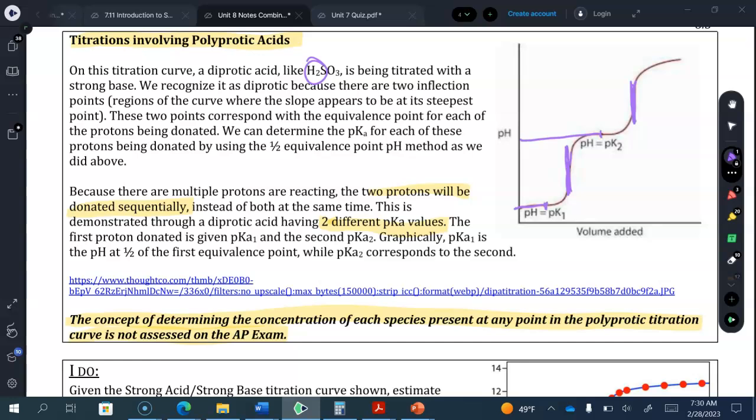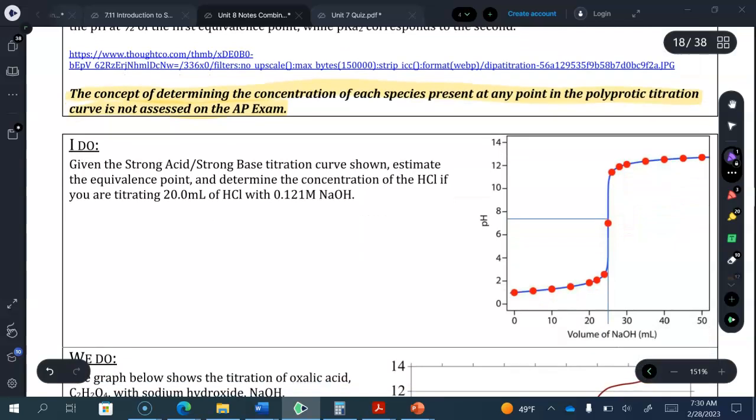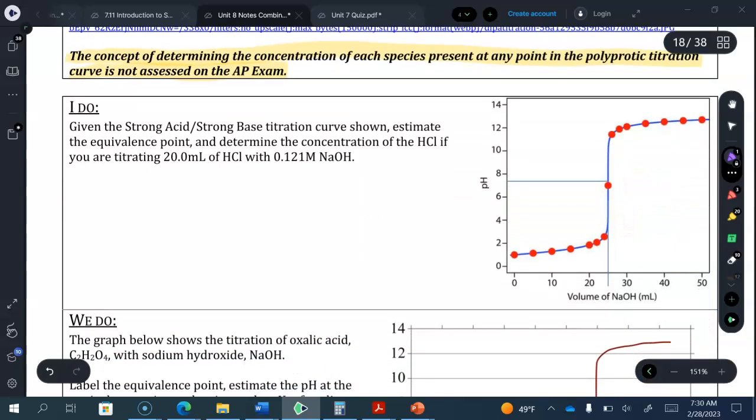The concept of determining the concentration of each species present at any point in a polyprotic titration is not assessed on the AP exam, so don't worry about that math.